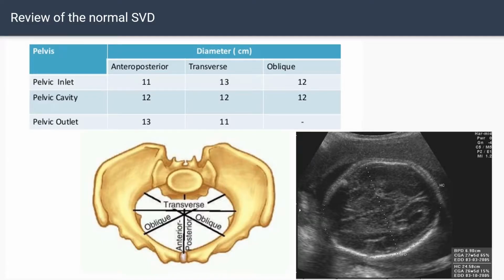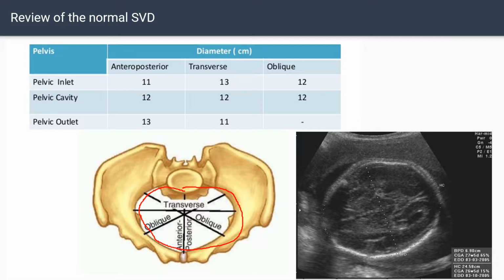So to understand the mechanism of delivery, it's very important to know how the pelvic bone is. Because the pelvic bone is the channel where the baby is going to pass through at the moment of the delivery. And the pelvic bone has two parts: the inlet part, that is the upper part, and the outlet part, that we will see in another photo.